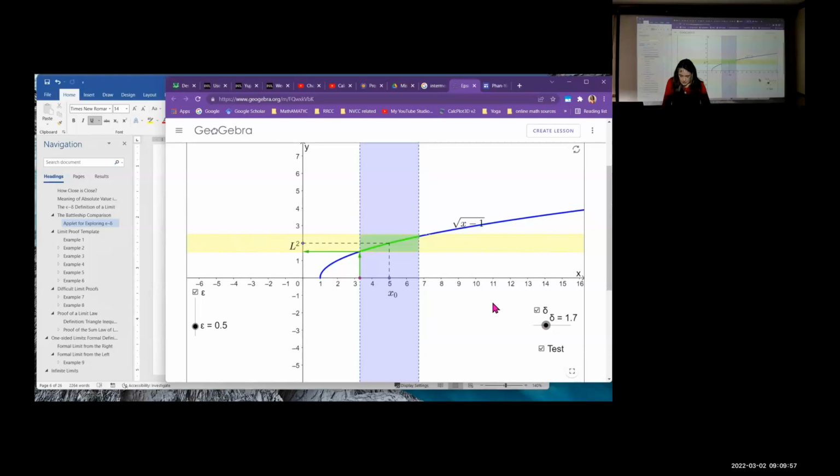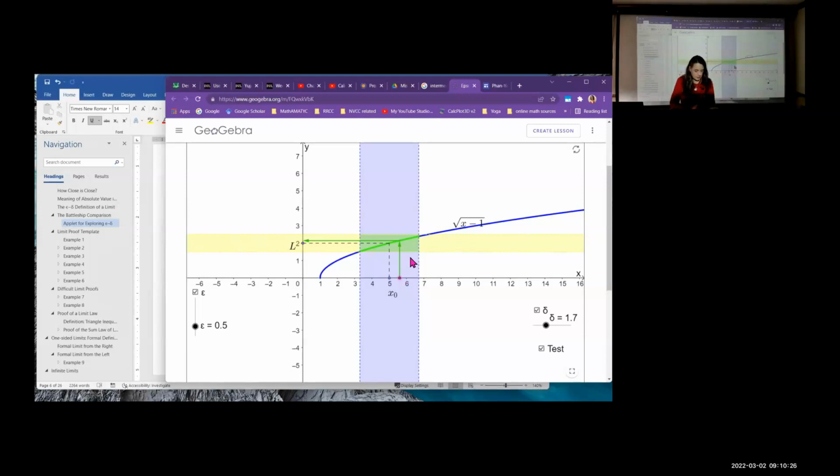All right. Now I'm going to test on both ends to see if all the y values fall within that narrow band, and they do. And that means that delta can be 1.7 if epsilon is 0.5. So again, what you're doing is you're picking the value of epsilon, and then depending on what you pick for epsilon, delta depends on that epsilon, okay?